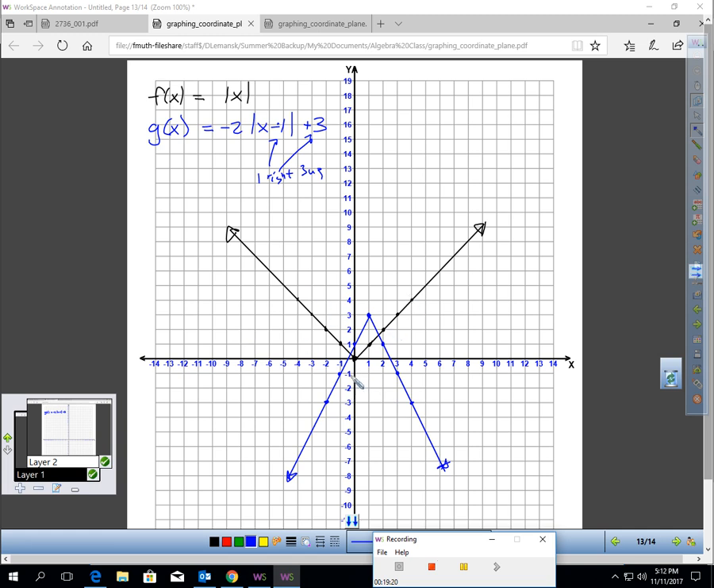And now I want to compare the two. Do you notice how the vertex has been translated 1 right and 3 up? That's what I wrote here. My graph g of x has been reflected. It's opening down, and it's stretched because we multiplied by 2. It's been reflected and stretched by a magnitude of negative 2.